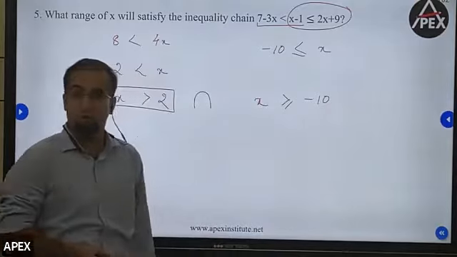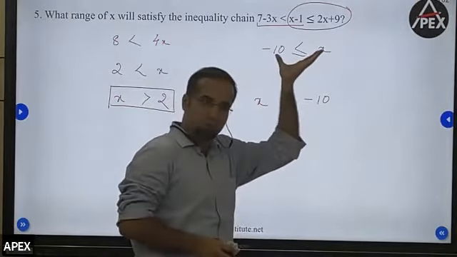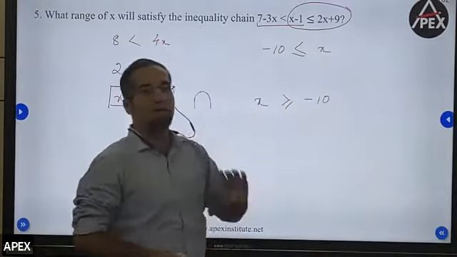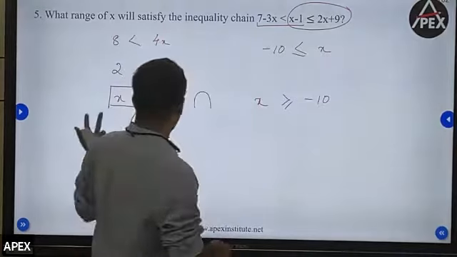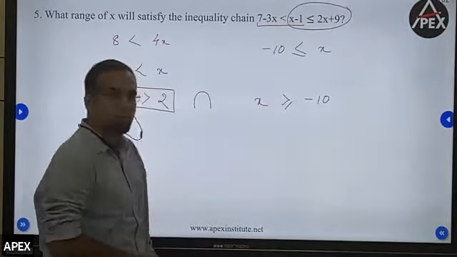Do not get confused here, because look at this, minus 10 is also equal to x. This is what it means. Minus 10 is also equal to x. So therefore, it becomes x is greater than or equal to minus 10. And then I'm talking about the intersection of both of them. Now, what do I get?